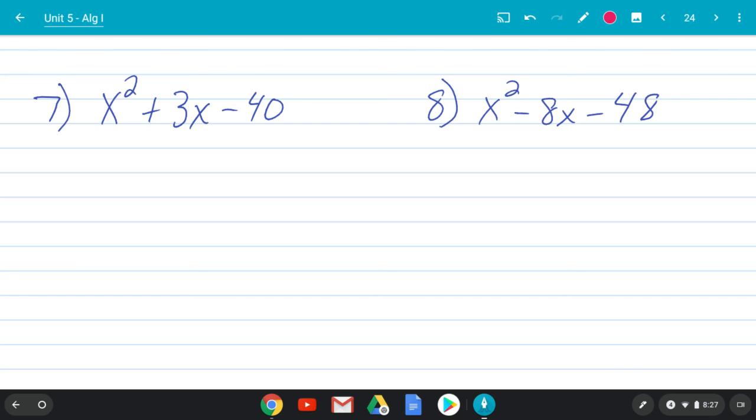Okay. On to number 7. Is there a GCF? No. Is there a leading coefficient? No. Split in signs. Put an x in each. Opposite, so a plus and a minus.